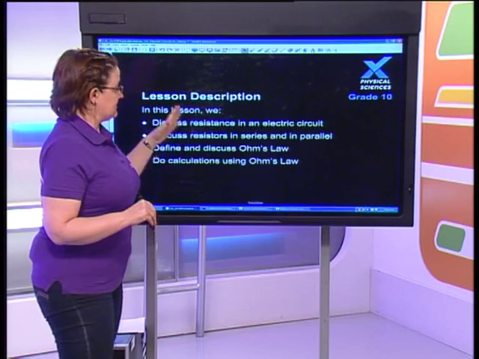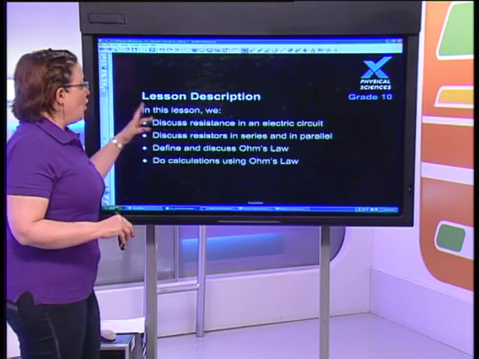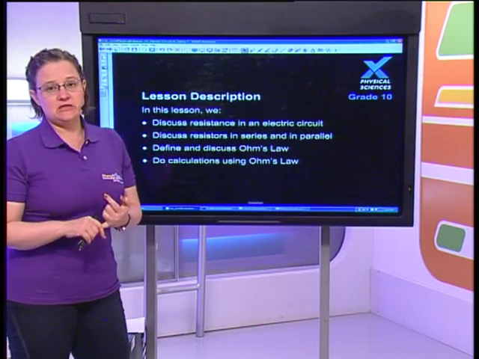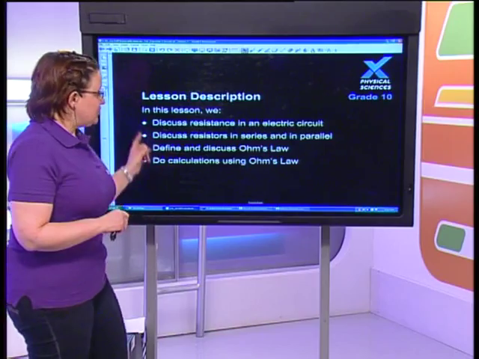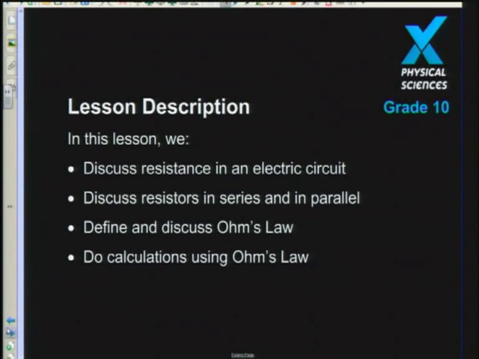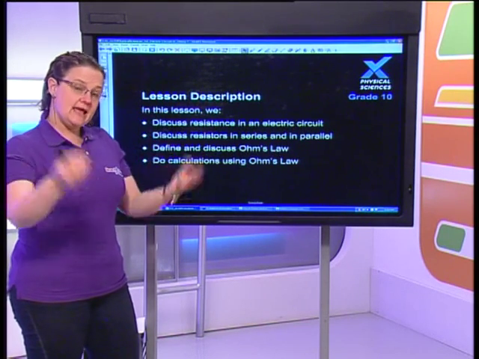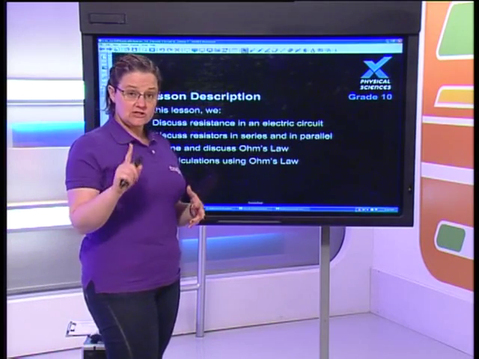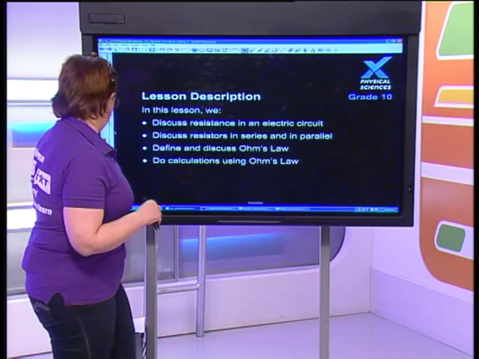Before we get there, let's just talk about what we are going to do today. We are going to discuss resistance in an electric circuit, what it is, all of that sort of stuff. We're then going to look at resistors in series and in parallel, because that's really important how they're connected. We're then going to define and discuss Ohm's law, very, very important law. And we're going to do a couple of calculations using Ohm's law. So we're still keeping it fairly simple. Next week, we're going to do the more complicated circuits with circuit diagrams and that sort of thing, okay?